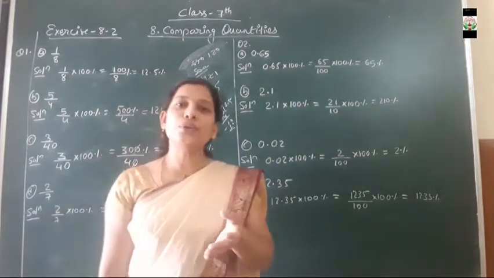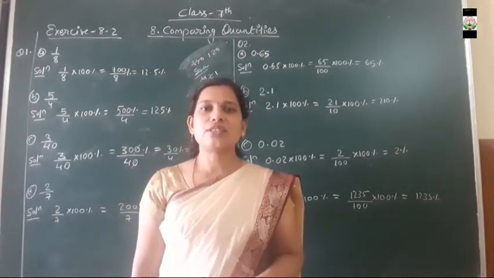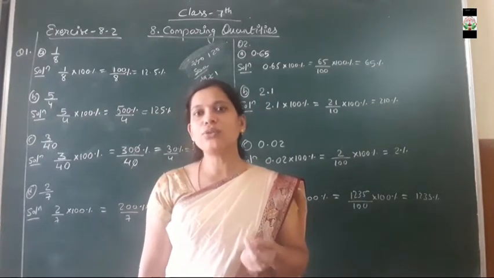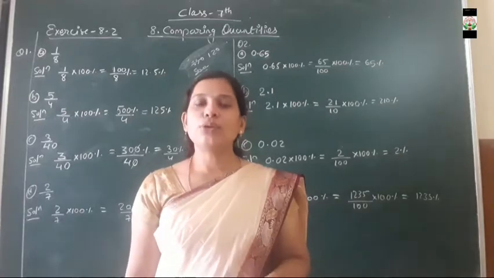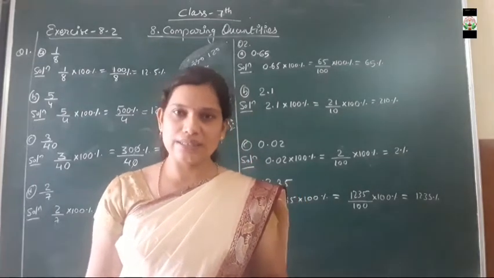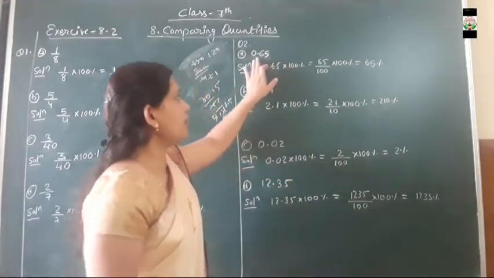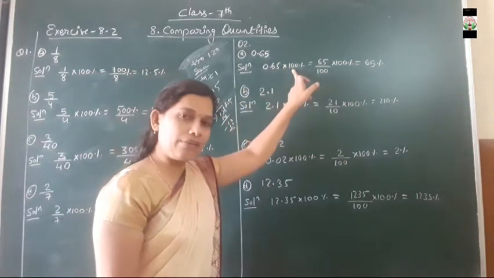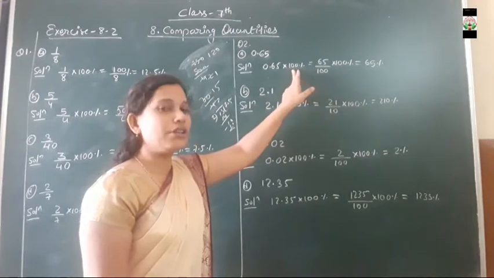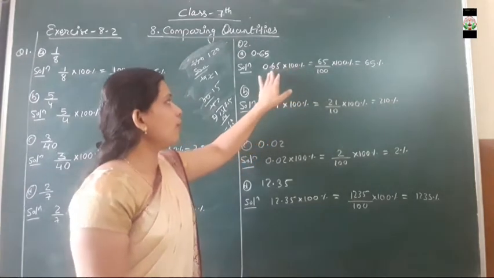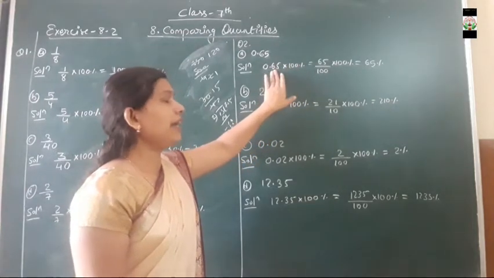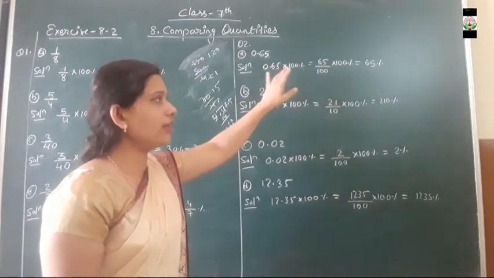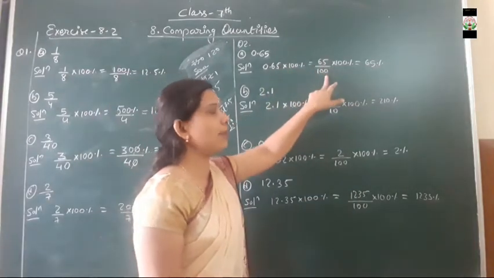So as I told you, any decimal number, any fractional number, natural number, integer, whatever we want to convert into the form of percent, we are going to multiply it by 100%, isn't it? So 0.65 is a decimal number which will be multiplied with 100 to convert it into the form of percent. Now 0.65 can be written in the form of a fraction, that is 65 upon 100.